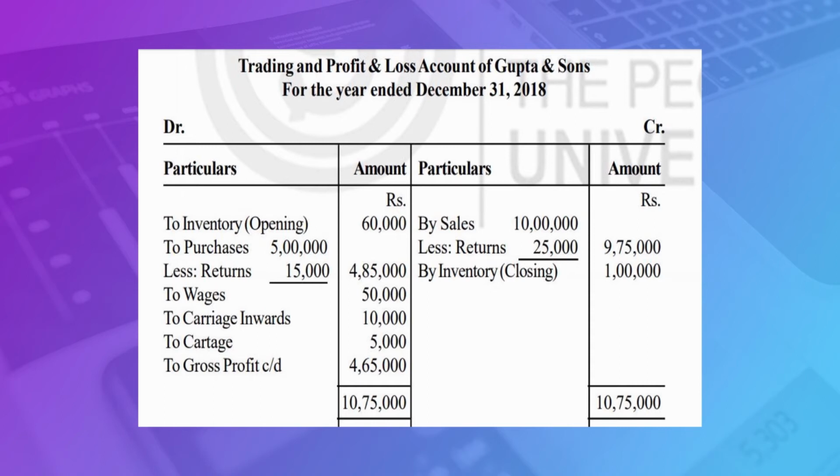Then to wages, we have been provided 50,000 in the trial balance, then carriage inwards, again provided in the trial balance, 10,000, to cartage 5,000, again provided in the trial balance. Now, on the credit side of the trading account, I have told you that at the top we generally write sales.